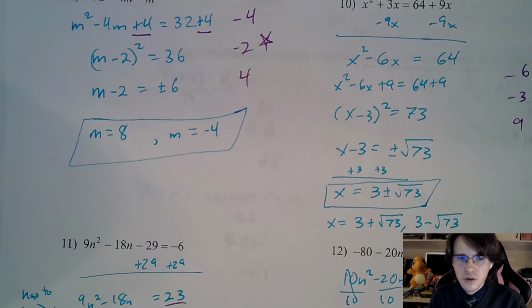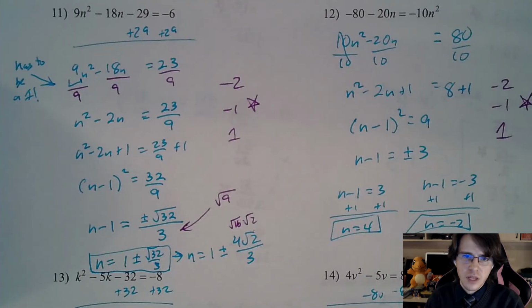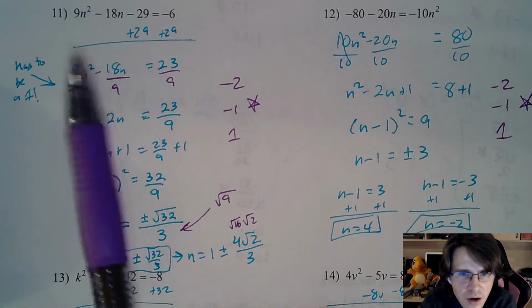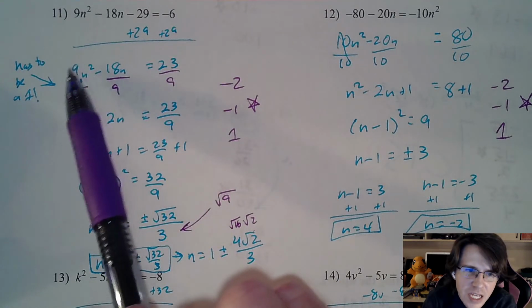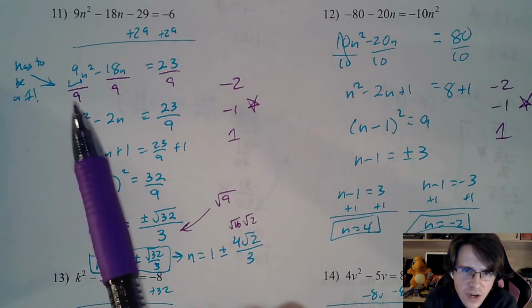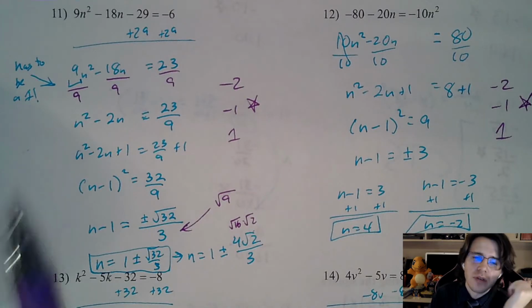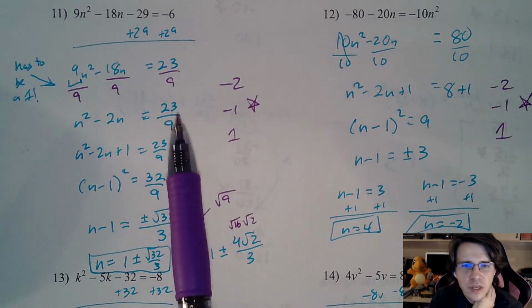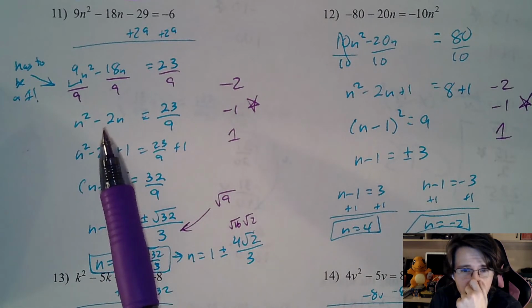Continuing on, number 11 had a weird start to the question. Once you've added 29 to both sides, the number in front has to be a 1. Because that number must be a 1, we divide all of them by 9. When you do that, the right-hand side ends up being a fraction that we just have to deal with in the calculator, but these two come out nice and pretty.